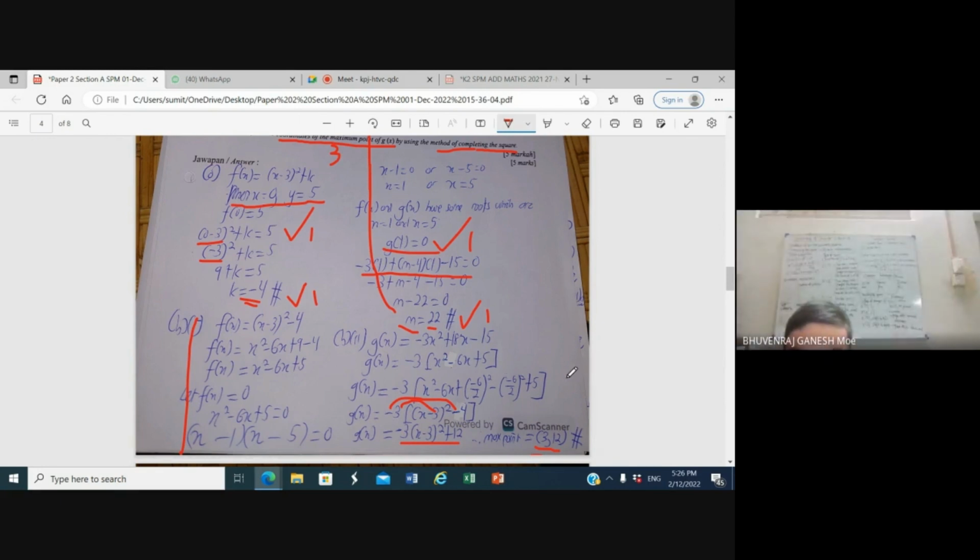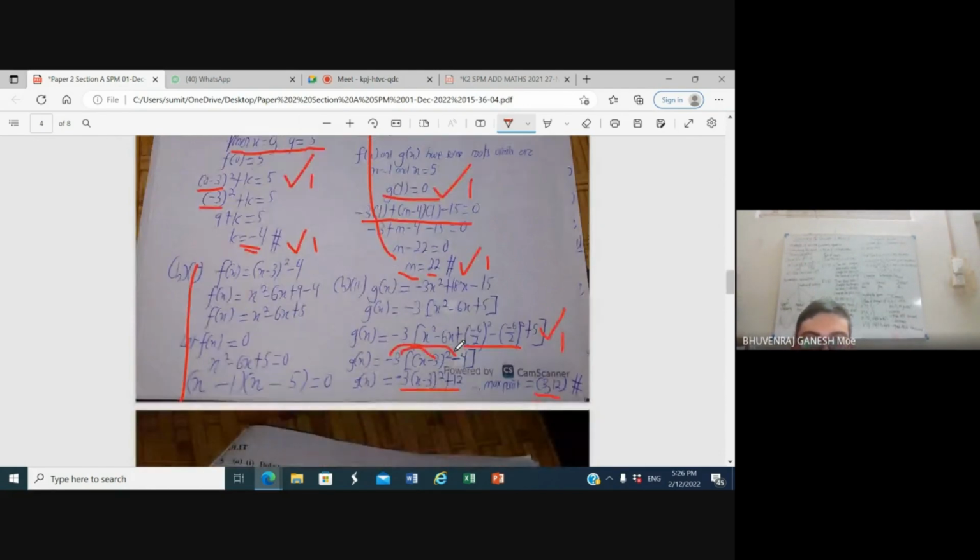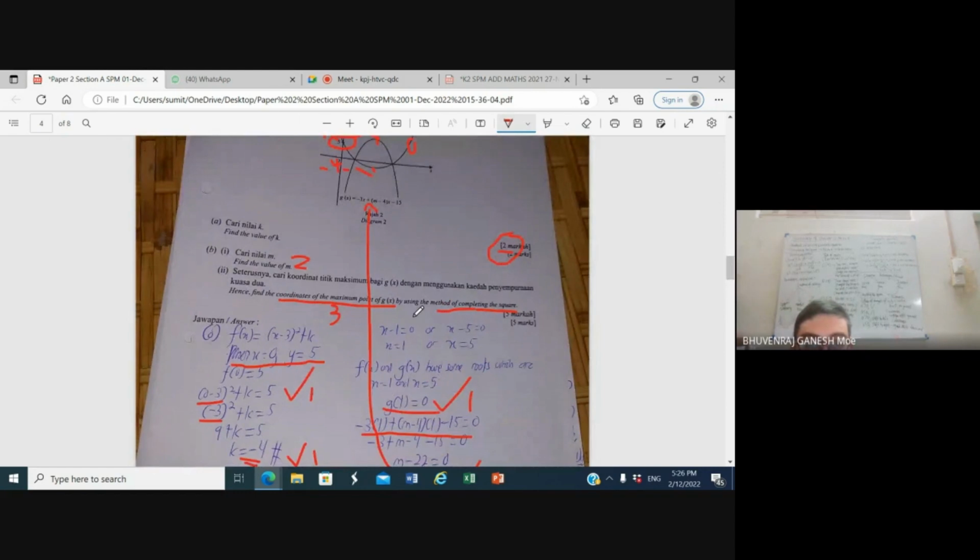Don't go yet. I show the marks first. So this one, here is 1 mark. When you apply your b over 2 squared minus b over 2 squared here, this is where your mark comes. You show your technique of completing the square.